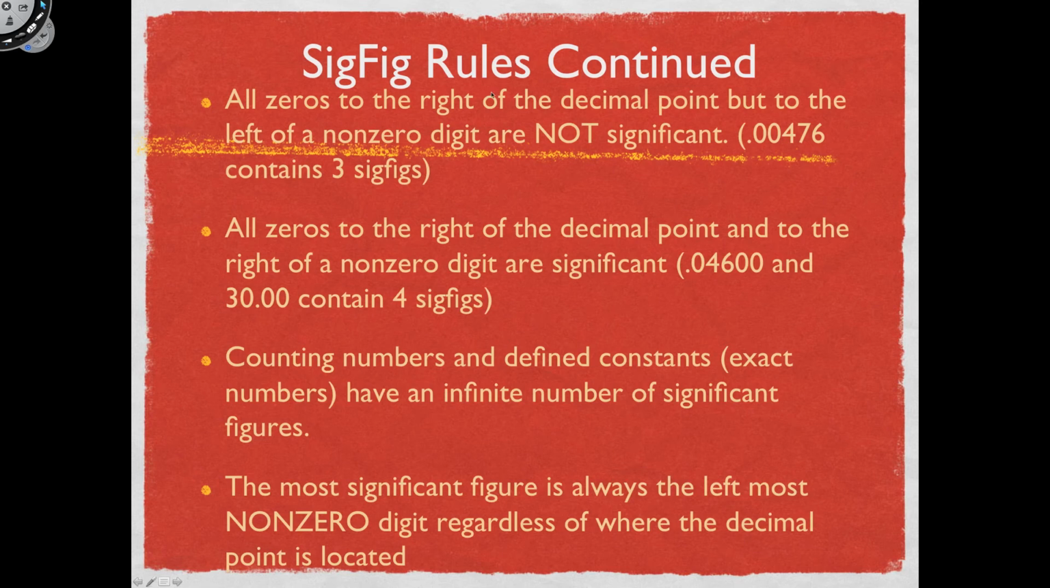Zeros to the right of the decimal, so notice we've moved over to the other side now. To the right of the decimal point, but to the left of a non-zero digit, are not significant. Let's take a look at this number here. We have 0.00476. There is no unit on there, but we're just saying it's a measurement. 4 is significant, 7 is significant, the 6 is significant because of rule 1. Are these zeros to the right of the decimal point? Yes, they are. Are they to the left of a non-zero number? Yes, they are. According to this rule, they are not significant.